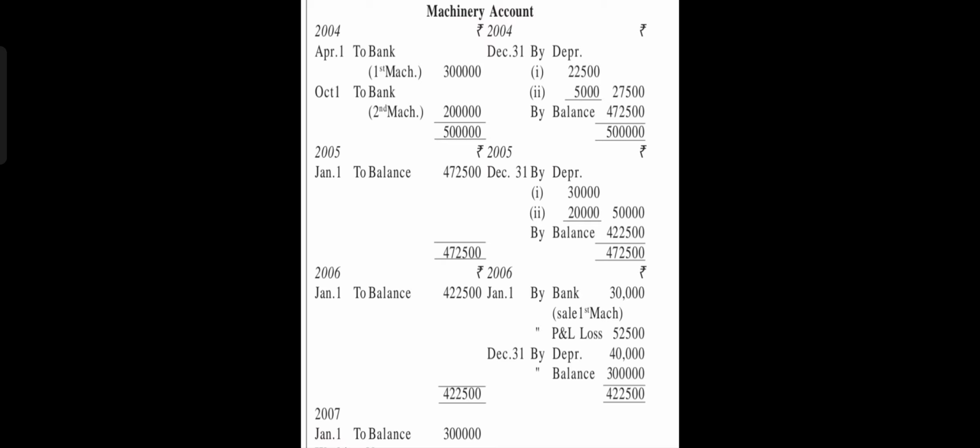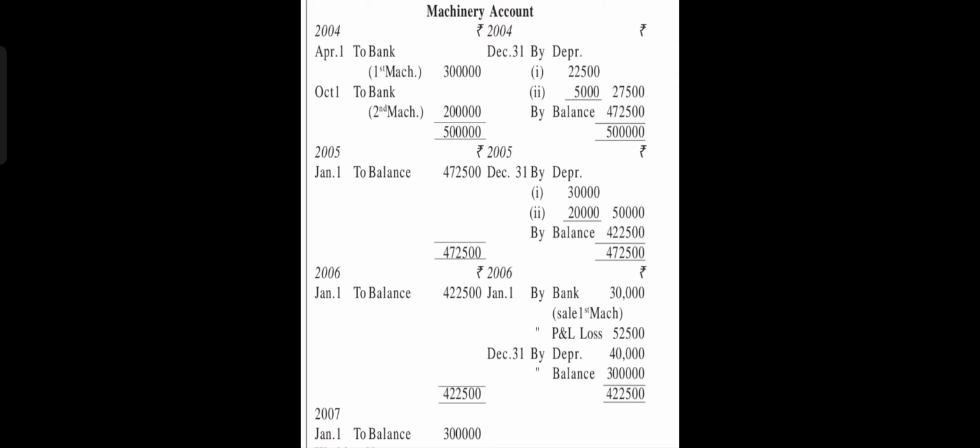In the next year, on 1st of Jan 2005, we are starting with the previous balance, that is balance brought down, 4,72,500 for both the machineries. Here we are charging the depreciation on original cost method or straight line method. So we don't have any purchase, sale or any other transaction, so directly we'll go to the closing of the year, that is 31st of December 2005, and we'll be charging the depreciation on both the machineries.